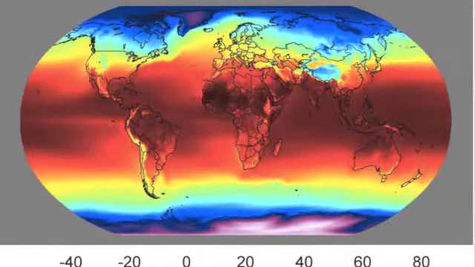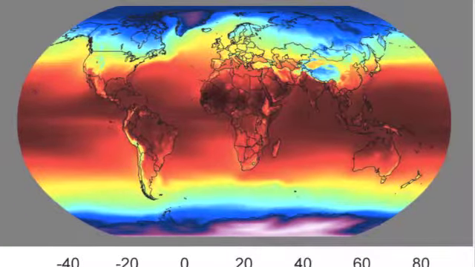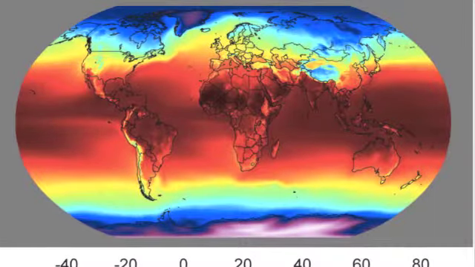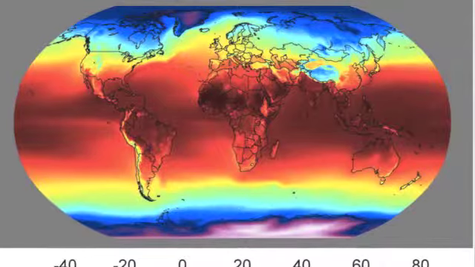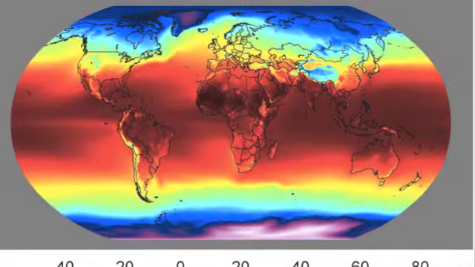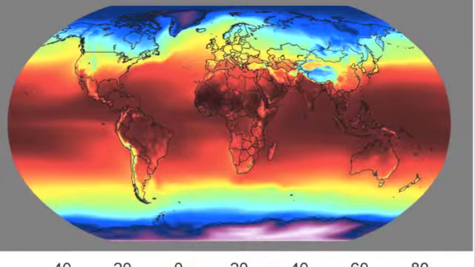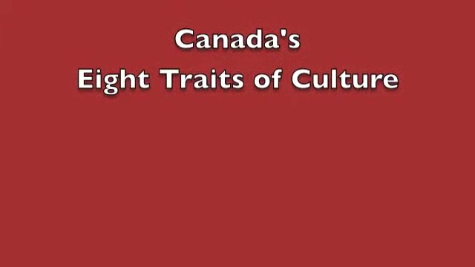Remember, the Earth's axis or tilt affects its climate. Areas along the equator are hotter, shown in red here on the map. Canada is to the northern part of the Earth. So the further north you go in Canada, the colder it gets because you're farther from the equator. Now let's explore Canada's 8 traits of culture.